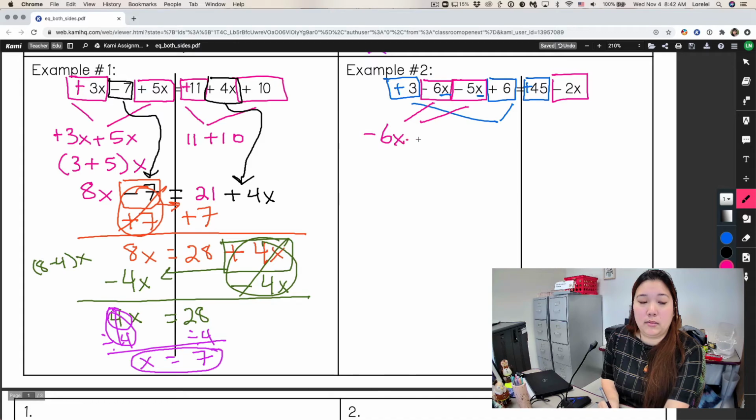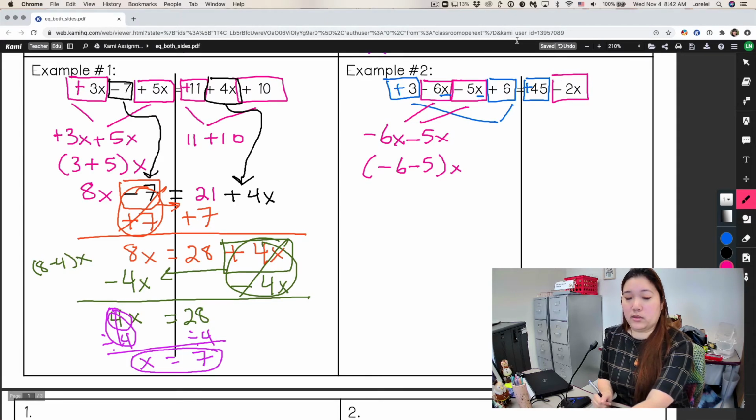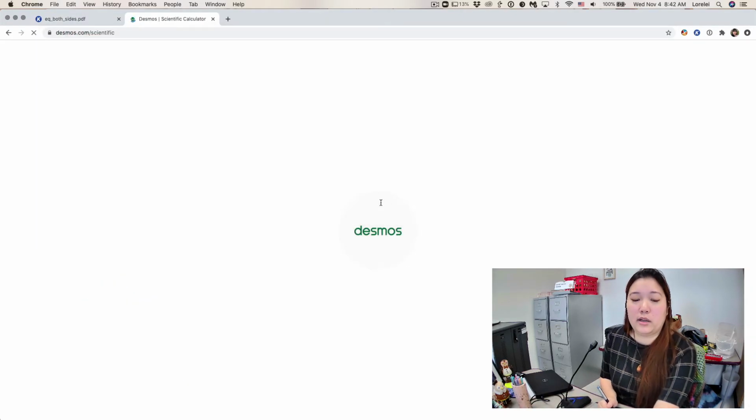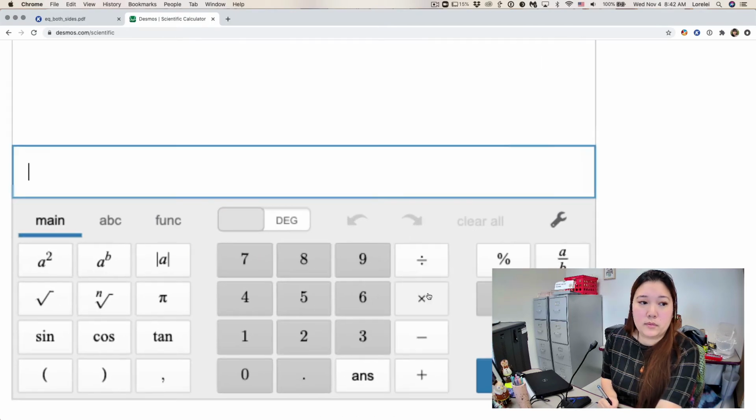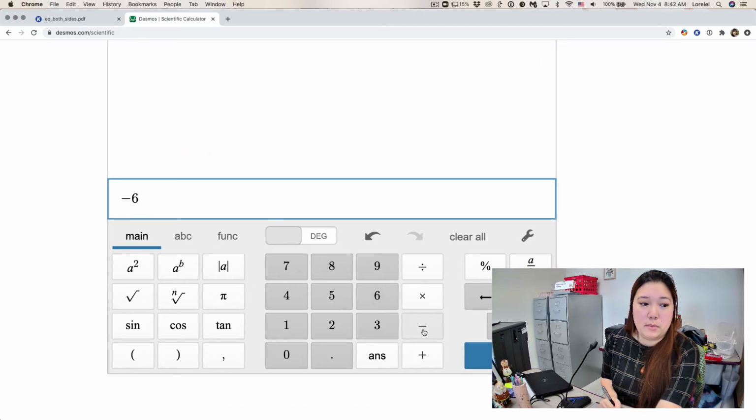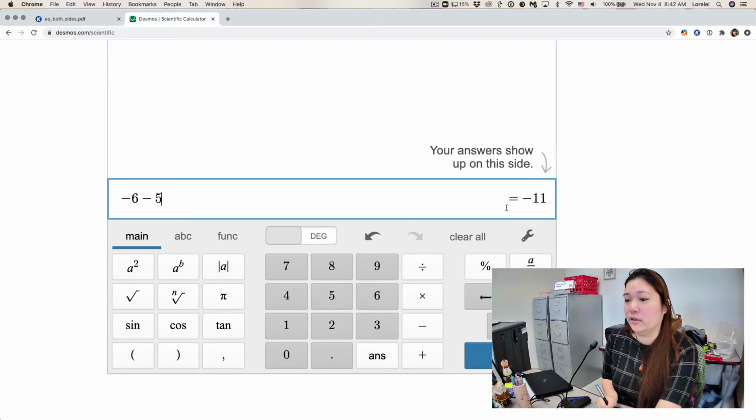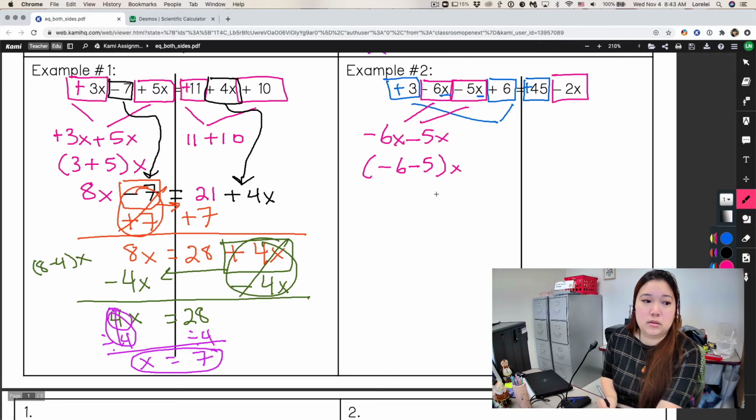Negative 6x minus 5x. This is negative 6 minus 5 with an x. Okay, if you are not very good with negative numbers, this is where you can open up your Desmos calculator. Negative 6 minus 5 is negative 11. This is very important. A lot of you missed this step. If you already know you're not good with negatives, or just to be safe, even if you feel like you're good with negatives, just use your calculator. Don't guess. This becomes negative 11x.